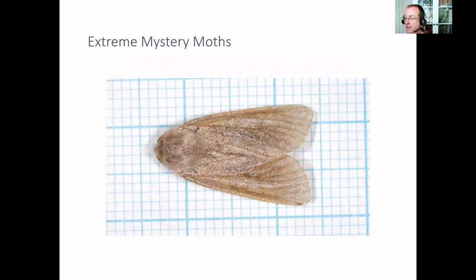partly because I don't believe anybody's catching common wainscot. I think that people are mistaking them for smoky wainscot. So I went on a bit of a campaign to try and get people to prove that they were actually catching common wainscots. Unfortunately, people were able to prove that common wainscot is still found in Glamorgan. But I looked at that and I thought, well, that's not common wainscot. That's not a wainscot. I don't know what that is.